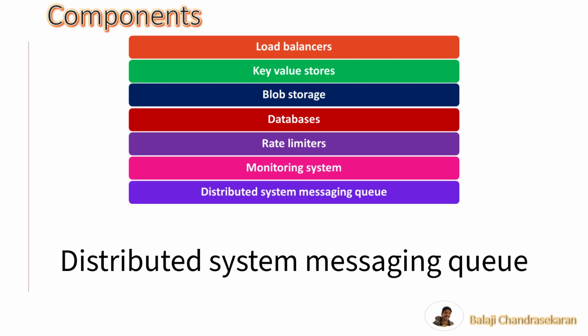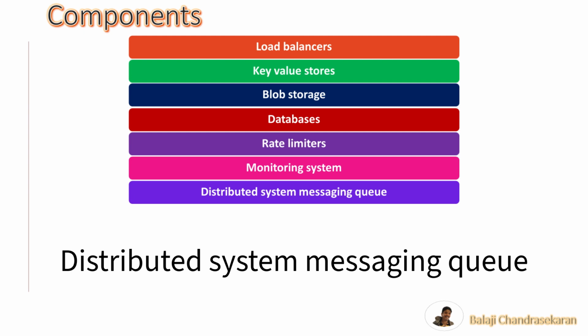A distributed system messaging queue is a fundamental component used in distributed systems architecture to facilitate communication between different components or services asynchronously. They are the essential building blocks for building scalable, reliable, and loosely coupled distributed systems, enabling efficient communication and coordination between components in complex architectures. It acts as a transaction medium between producers and consumers. Messaging queues enable asynchronous communication between components of a distributed system.